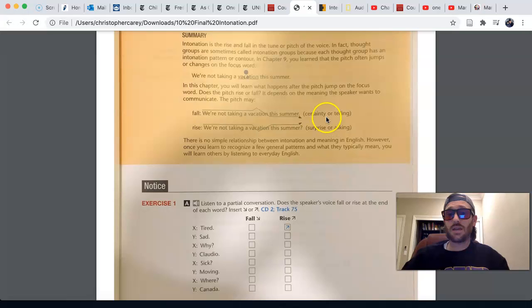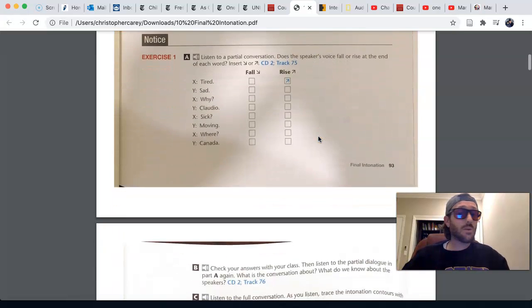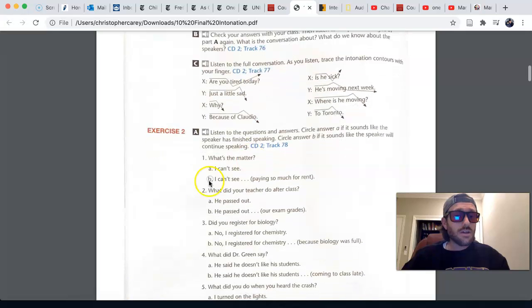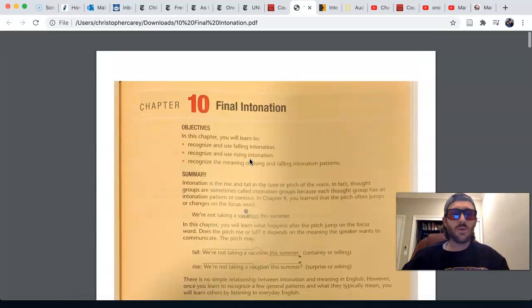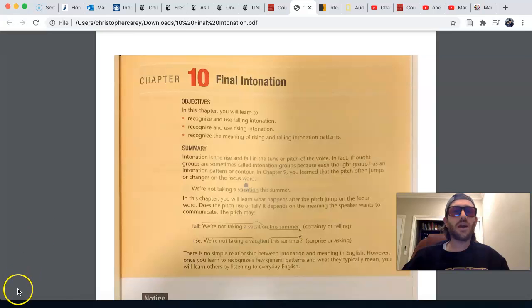Does it indicate a statement that someone's providing? Is someone asking a question or indicating surprise? Is someone still speaking and they're not quite finished yet? All of these situations we're going to look at in great detail. Thank you so much for your patience. Welcome to Chapter 10 and Final Intonation.